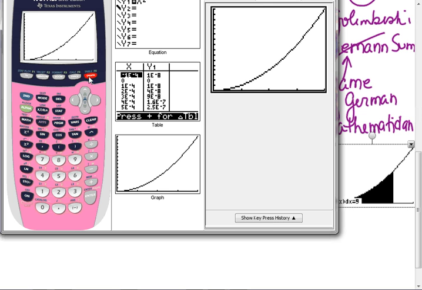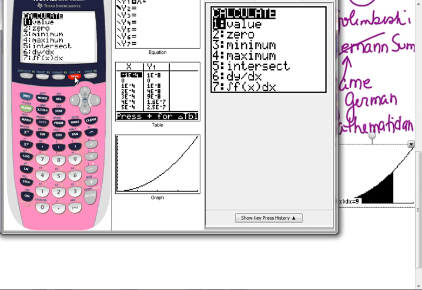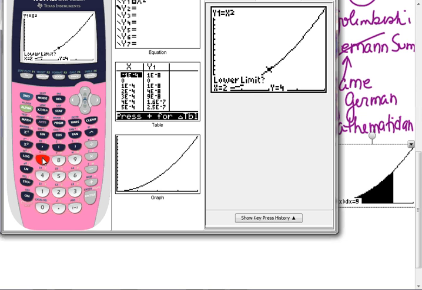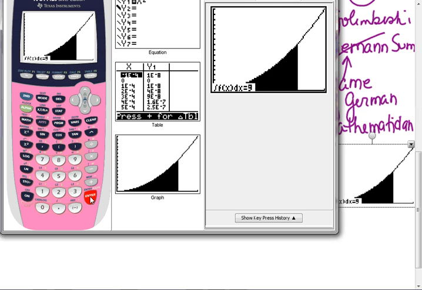Okay, so we ready? Second, and then calculate. You know all these other functions, the value, the 0, min, max, intersect, dy, dx. This is derivative or slope. And so 7 is what I want. Then you say, where do I want to find the area under the curve between? I want to start at 0, and go to 3. And there it is. The area is 9, and we were pretty darn close with only 4 rectangles. T-squared grows pretty quickly. If I had 8 rectangles, it would get better.